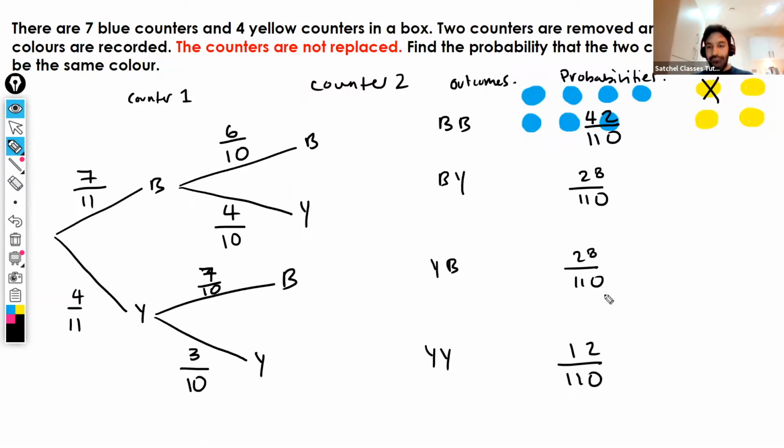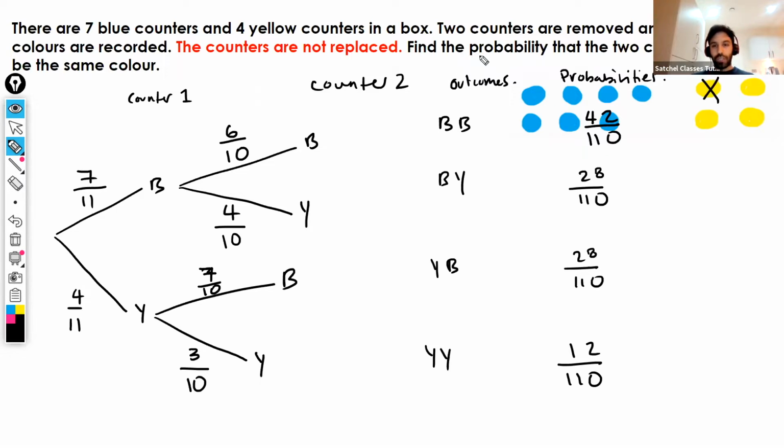And if we add up all of these probabilities, they should add up to 1. The probability of all outcomes will always add up to 1. So 42 plus 28 plus 28 plus 12 is equal to 110. And 110 out of 110 is equal to 1. So all of these probabilities added together will be equal to 1. So I know that the calculations I've made regarding my probabilities is correct.